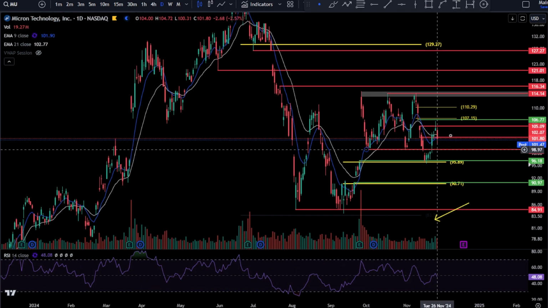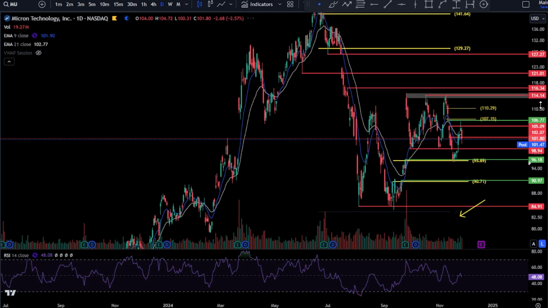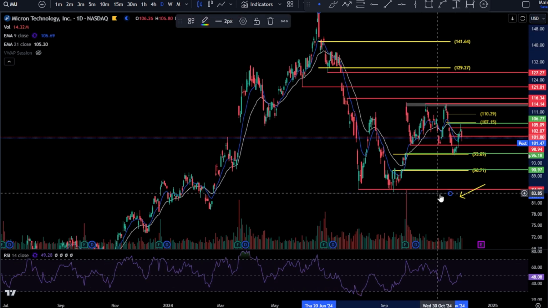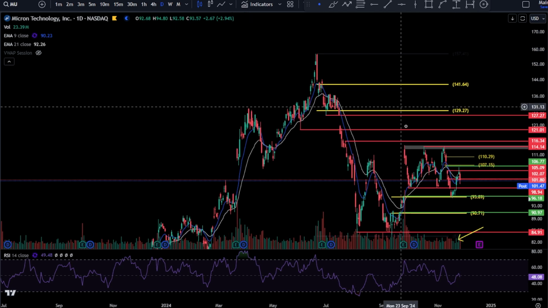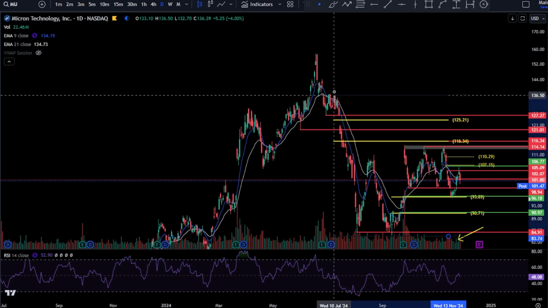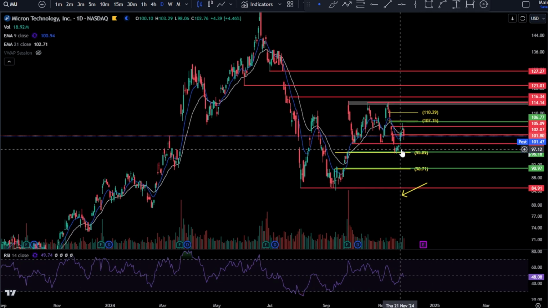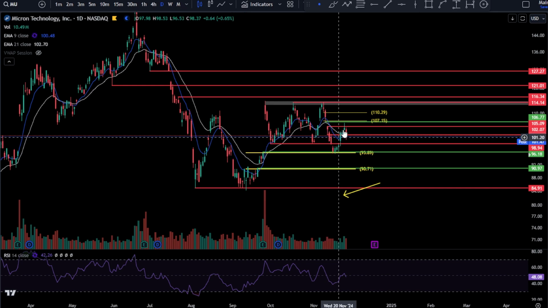MU over here, that's another thing. I don't recommend trading this thing. You did come down and respect the golden pocket right over here. Regardless, you bounce off the golden pocket. Now you're just back in this range, guys.